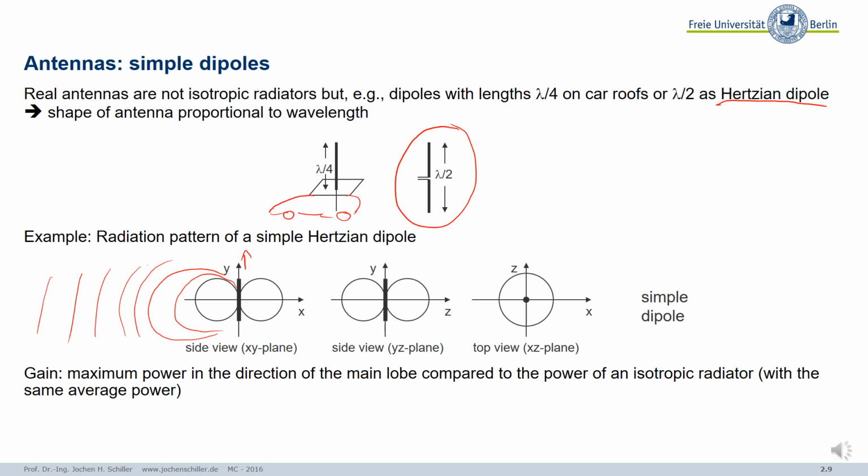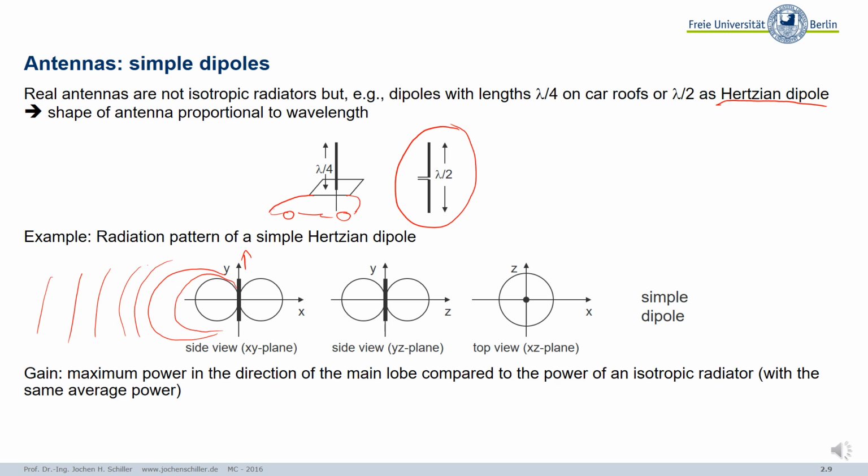So, directed antennas. And there we also talk about the antenna gain. Antenna gain is the maximum power in the direction of the main lobe, as we call it. So we form a beam, and those beams have a certain lobe. And the gain is the maximum power in the direction of the main lobe, compared to the power of an isotropic radiator with the same average power.